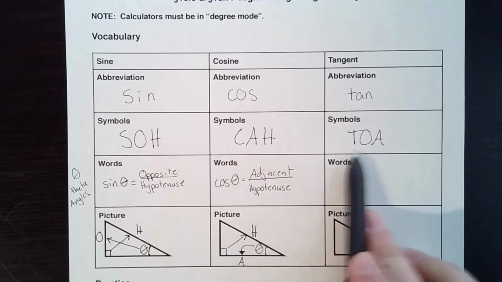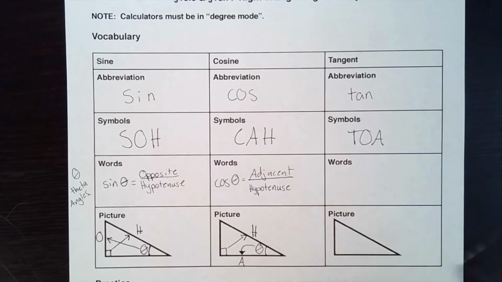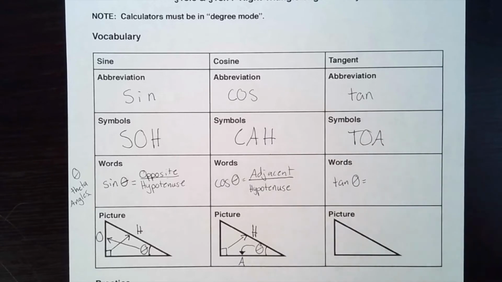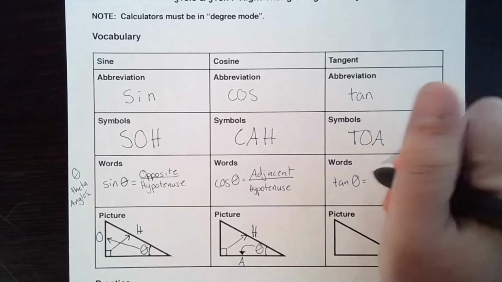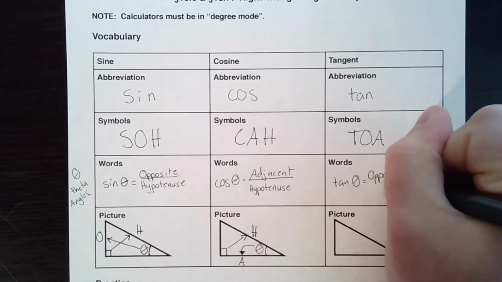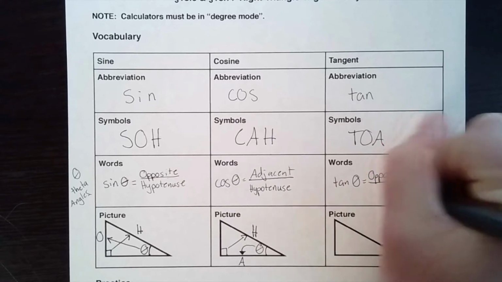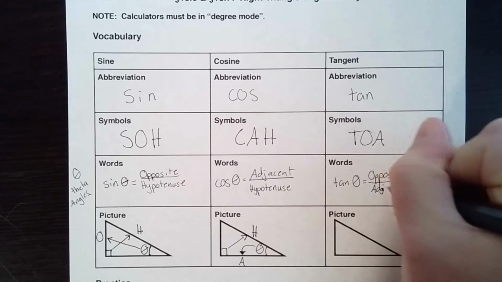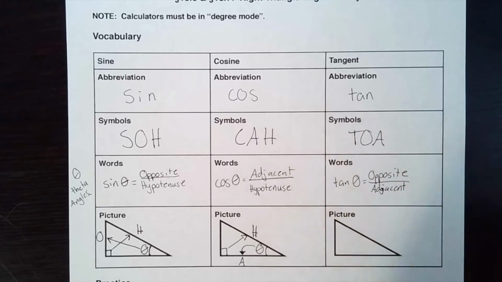Finally, we have TOA, or tangent, which is going to be tangent of our angle, which is going to be opposite on top and adjacent along the bottom. So using two sides we've already talked about, but pairing them up in a way that we haven't had them yet.